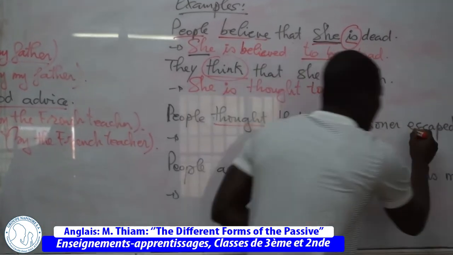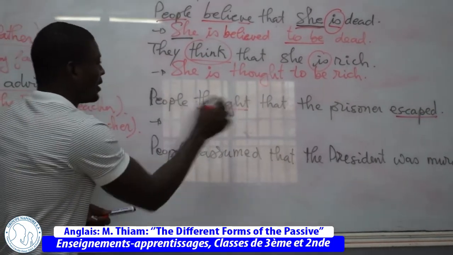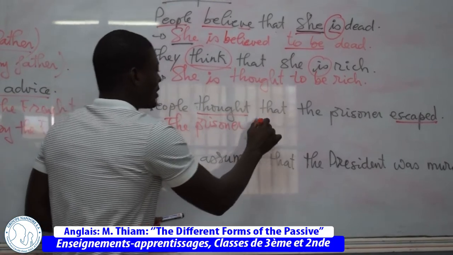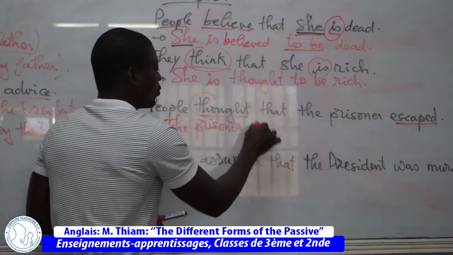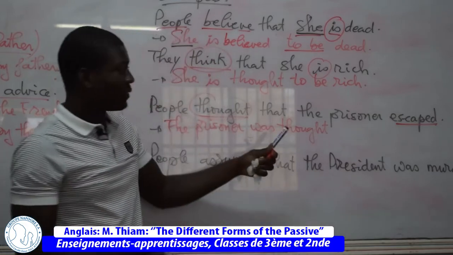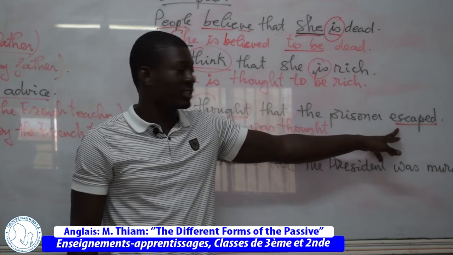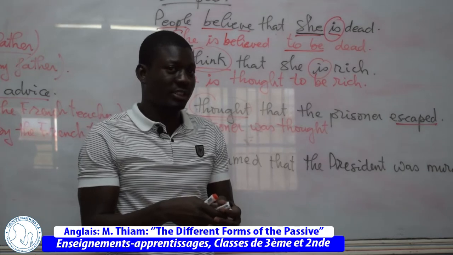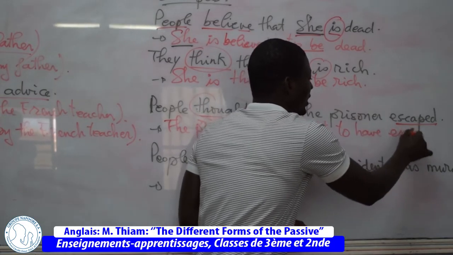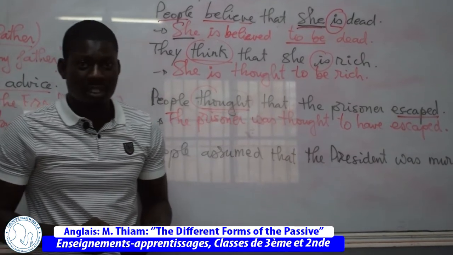People thought, this time the tense has changed, that the prisoner escaped. Okay? We have past tenses. Now, in the passive form, let's say the prisoner is, no, not is, but this is a simple past, so was, auxiliary to be, was thought. Okay? Now look, it's very important. This time, we don't have a simple present, but a simple past, meaning a past tense, which means that the rule, the structure will change. And then we're going to have, were thought to have escaped.